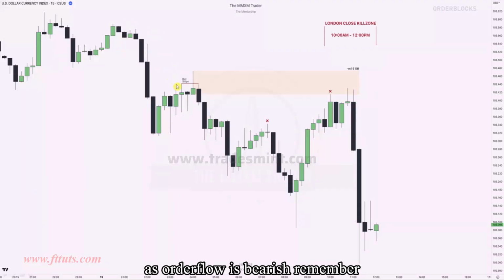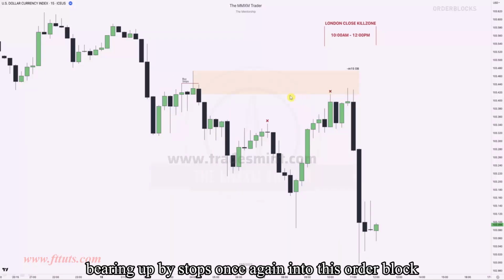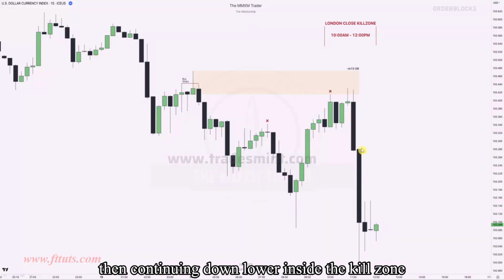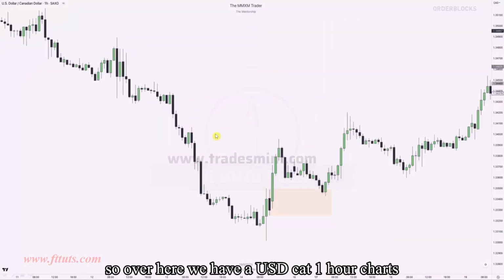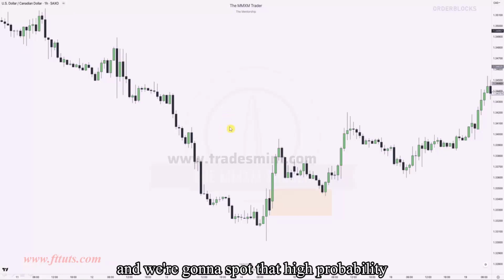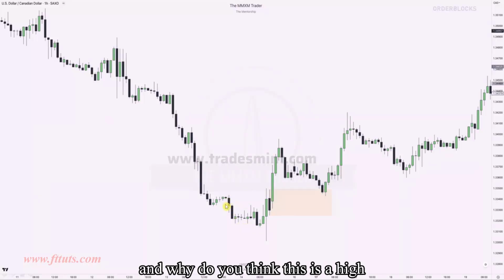As order flow is bearish, remember, and this is perfect inducement because we take out this high, pairing up buy stops once again into this order block and then continuing down lower inside the kill zone. So over here we have a USD CAD 1 hour chart. We're gonna spot that high probability order block once again, but take a look at this piece of price action and why do you think this is a high probability order block?